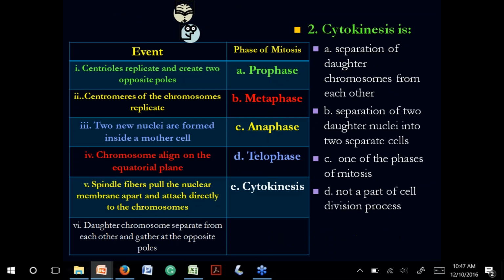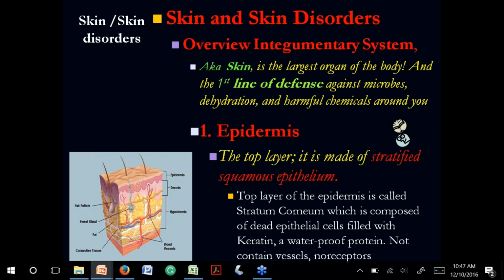All right, so let's finish this part of cellular division and go to our topic, skin and skin disorders. Very important for the final exam. Do you remember, in the previous lecture, we were talking about the first line of defense? This is way back from lecture 11. The first line of defense is going to be the skin.